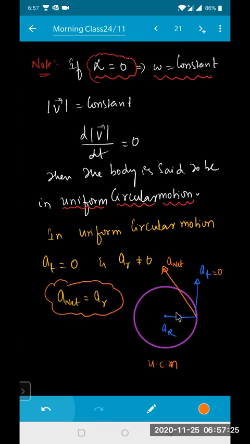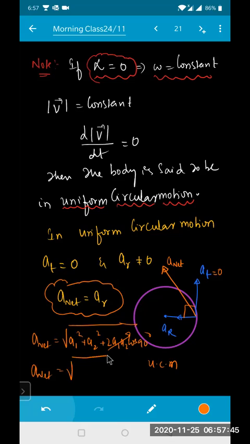Actually, how do I calculate a net? What is the angle between these two? 90. We use the parallelogram law of vector addition. A net is equal to under root of a1 square plus a2 square plus 2 a1 a2 cos 90. Since cos 90 is 0, that whole term becomes 0. So a net is equal to under root of a tangential square plus a radial square. Since tangential is 0, keeping that value I am getting this value.